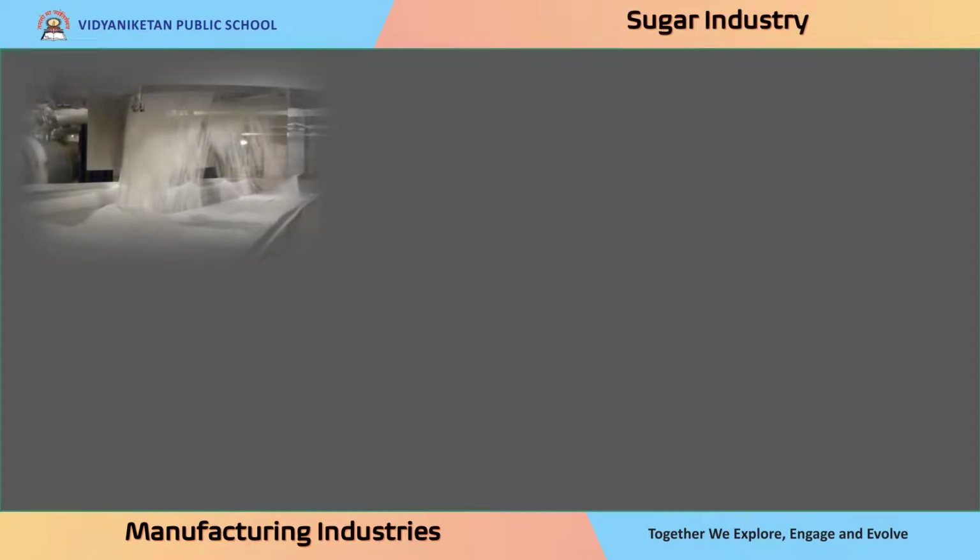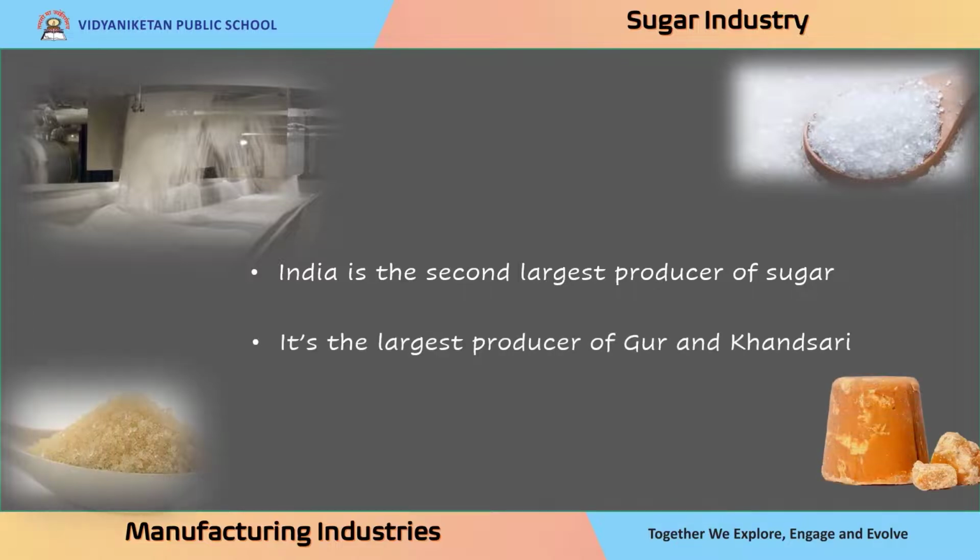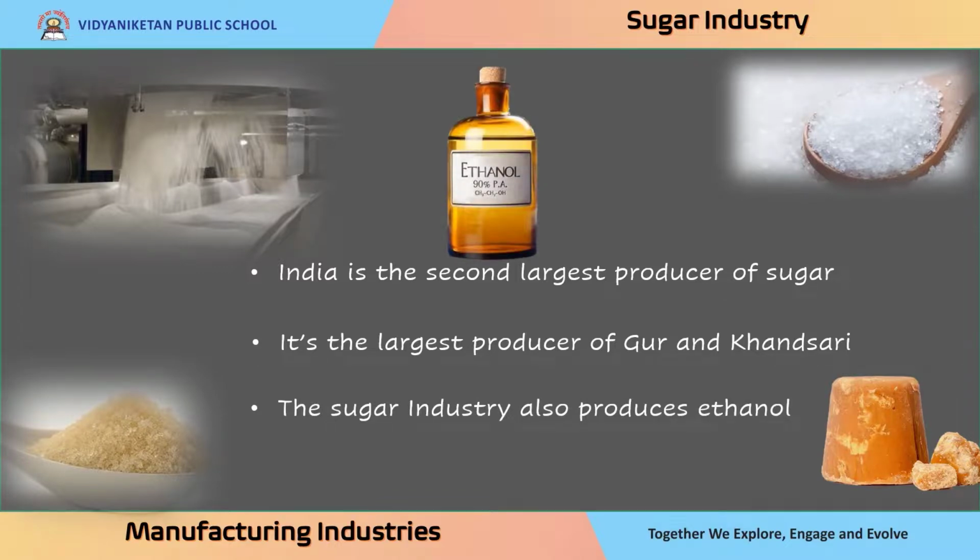India is the second largest producer of sugar. It's the largest producer of gur and kansari. The sugar industry also produces ethanol. Ethanol is mixed with petrol. Already India has achieved 10% mix of ethanol in petrol. Very soon India will achieve the target of 20% mix of ethanol. Sugar industries are incentivized to produce more and more ethanol.